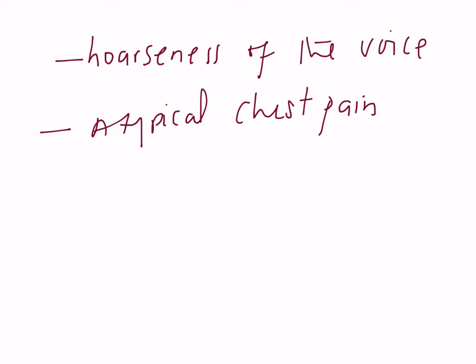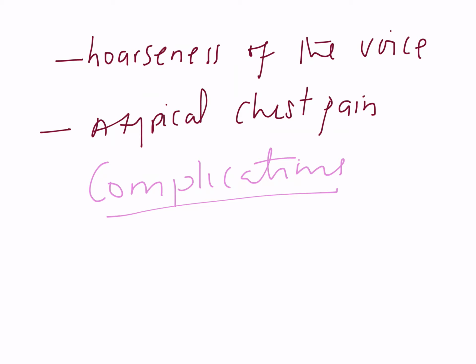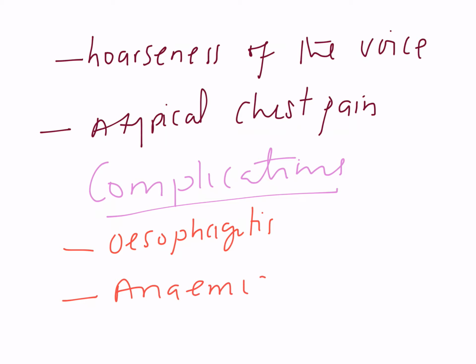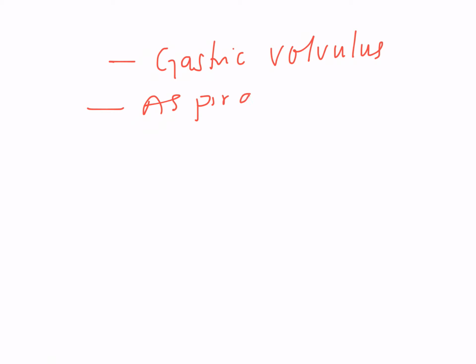Now, what are the complications of GERD? Complications of GERD include: number one, esophagitis, we have anemia, we also have gastric volvulus, we have aspiration, and we also have Barrett esophagus.